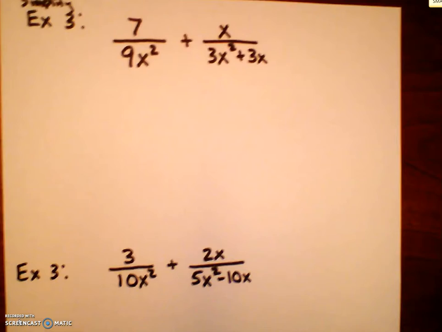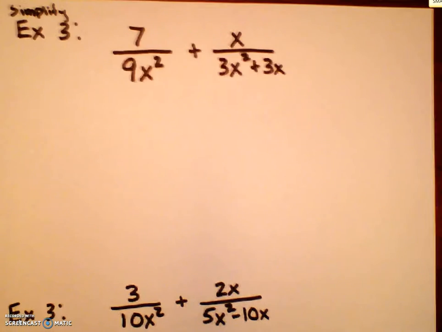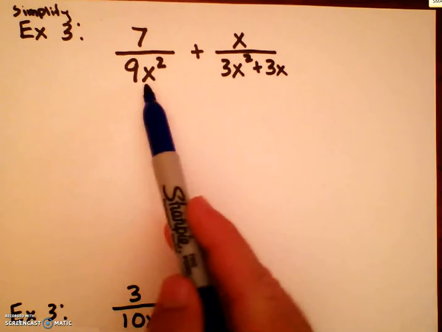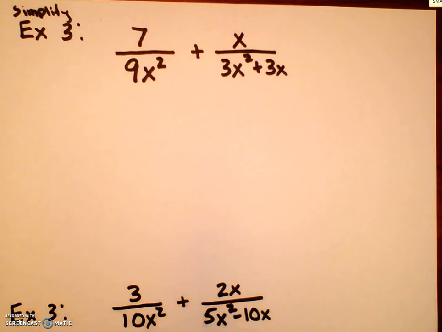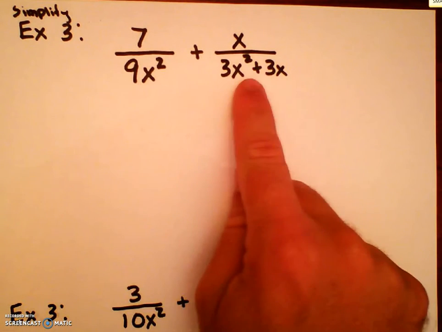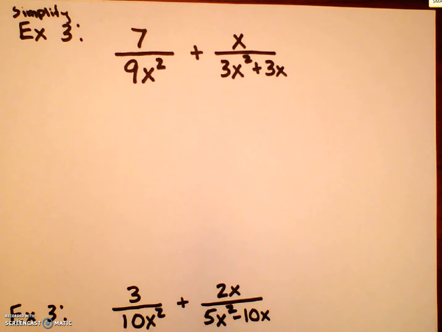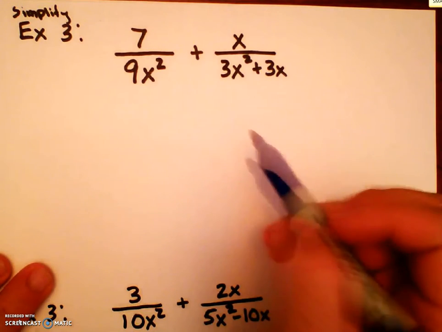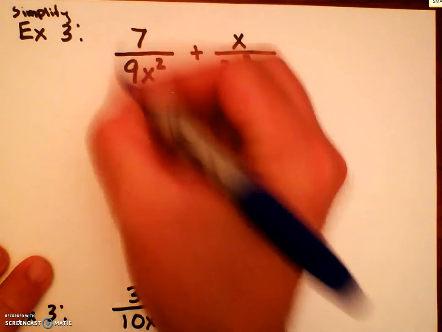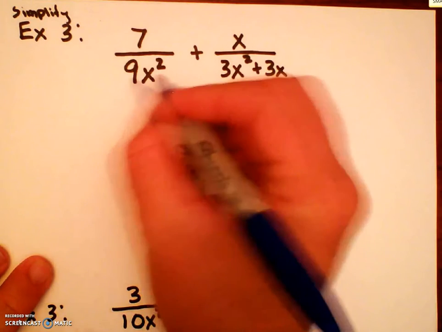So if you notice, these two are clearly different. They have 9x squared over here, 3x squared plus 3x over here. But this one's not as simple as the ones where you just have to multiply by a number. This one's a single term, that one's got 2 terms. What we're going to do for every single adding and subtracting is look to factor all of the denominators. So I'm going to leave this first one alone because I can't factor 9x squared.